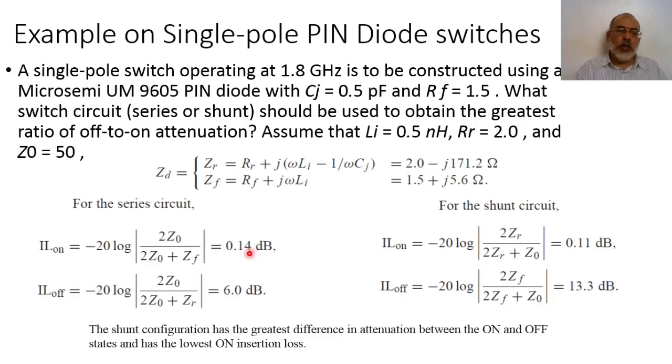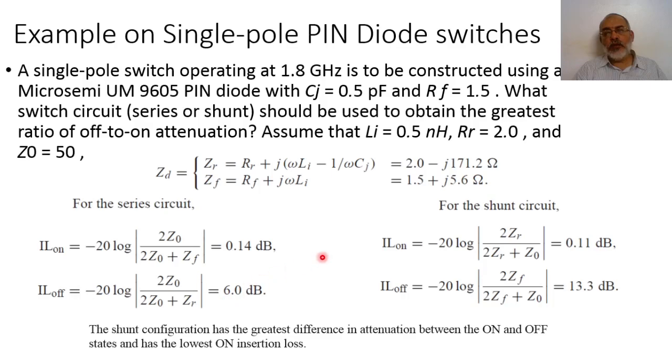On the other hand, the off state of the series switch happens when the diode is reverse biased. So we replace Z forward by Z reverse. In this case, the reverse biasing impedance is comparable to the value of 2Z0. So we take the magnitude of 2Z0 over 2Z0 plus Z reverse, and taking minus 20 log of this value, we find the insertion loss for the off state is 6 dB.